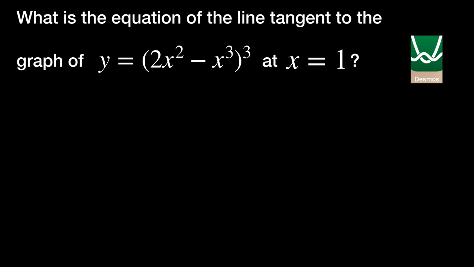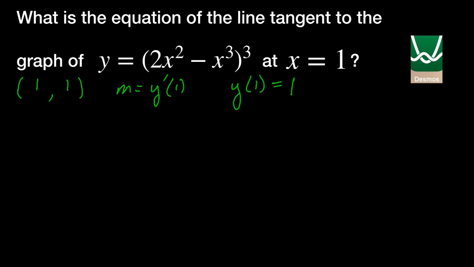So the question here is going to be, what is the equation of the line tangent to this graph at x equals 1? What we need for a tangent line is going to be two things. We need to know a point that the tangent line goes through, and we need to know the slope, which is the same thing as the derivative evaluated at that point. All right, so the x-coordinate of this is going to be 1. y of 1, if you substitute 1 into this, you're going to get (2 minus 1) cubed, which is 1.